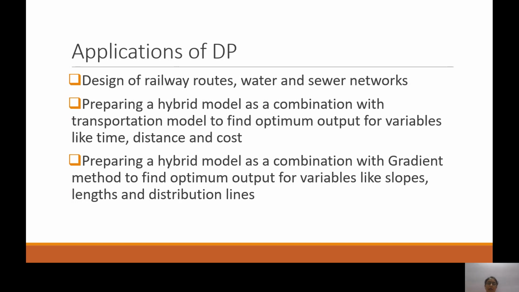Then we can also prepare a hybrid model as a combination with the gradient method, which we have seen in non-linear programming. So dynamic programming can also combine non-linear programming with linear programming, or non-linear programming with dynamic programming, or stochastic programming with dynamic programming, and so on. So this could also be used as a hybrid model as a combination with the gradient method to find optimum output for variables like slopes, lengths, and distribution lines.